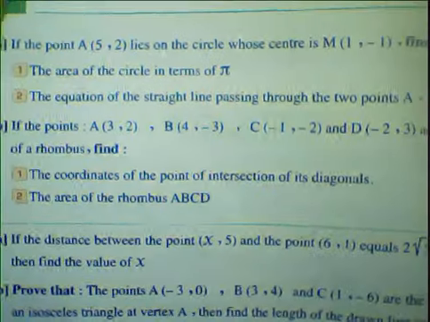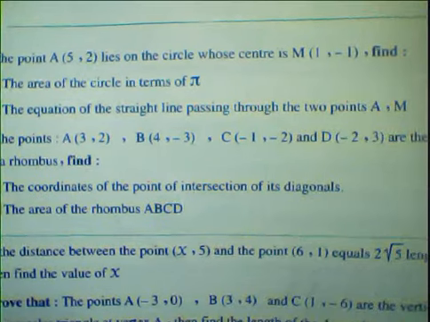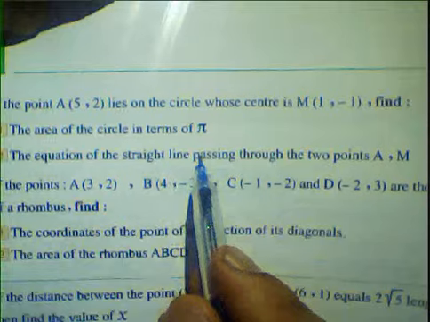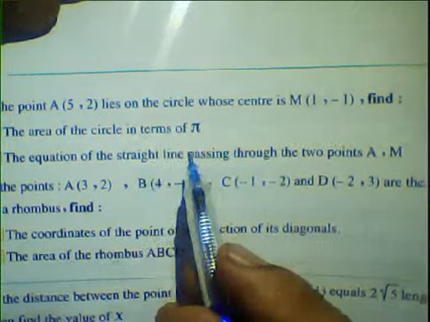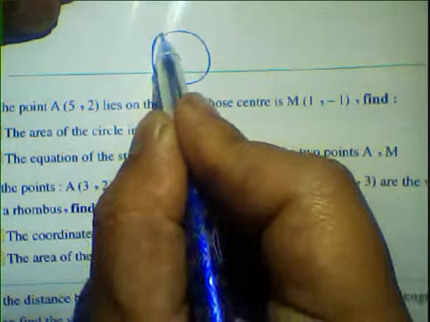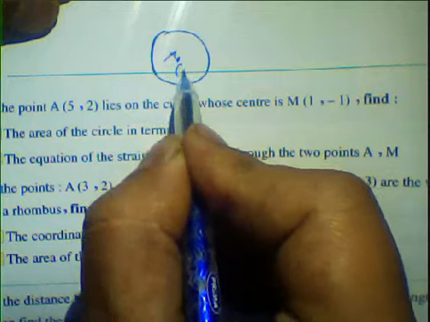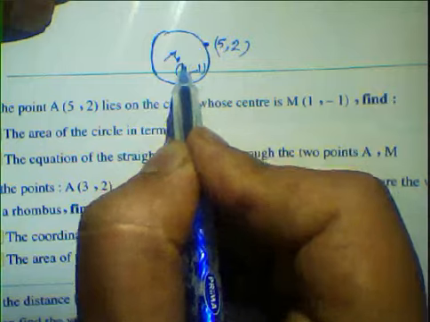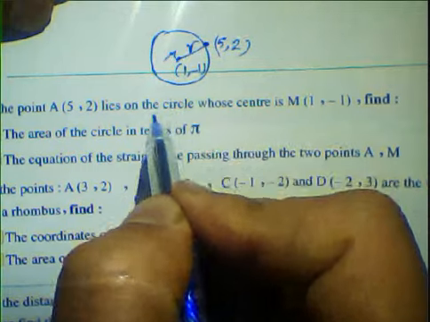Next, if the point (5, 2) lies on the circle whose center is M(1, -1), find the area of the circle in terms of pi. Okay, we have the circle here. The center of the circle is M(1, -1), and the point (5, 2) lies on the circle. We can find the radius of the circle.